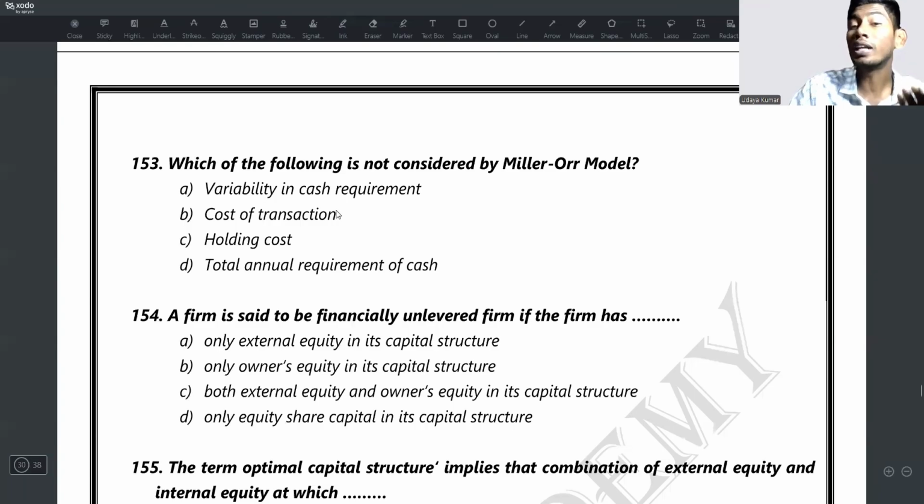So here, total annual requirement of cash is not considered by the Miller Orr model, because this cash management model helps in determining the optimal cash balance level by considering factors like variability in cash requirements, transaction cost, and holding cost. So it does not take into account the total annual cash requirement, as it focuses on managing cash flow fluctuations within certain limits. Clear?